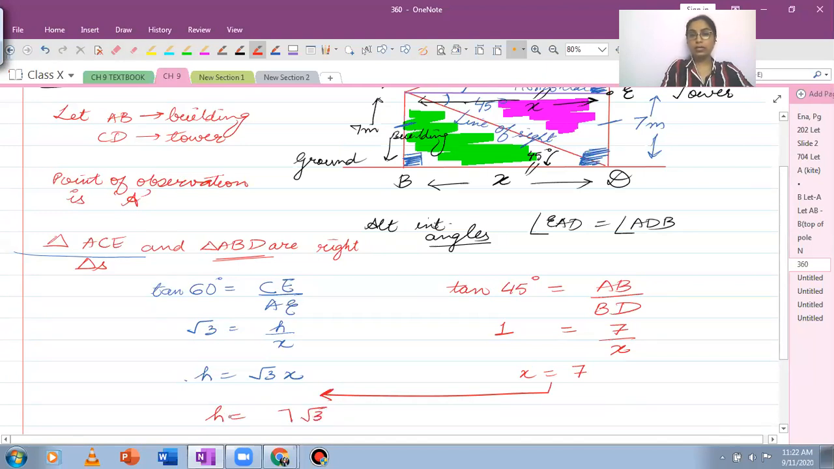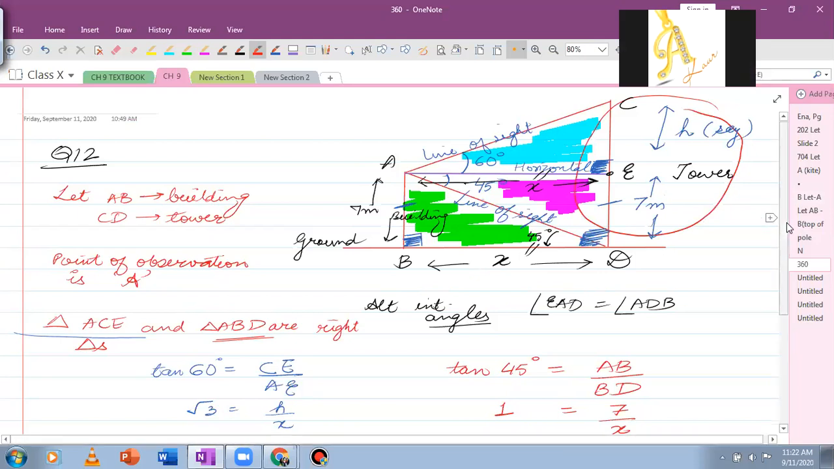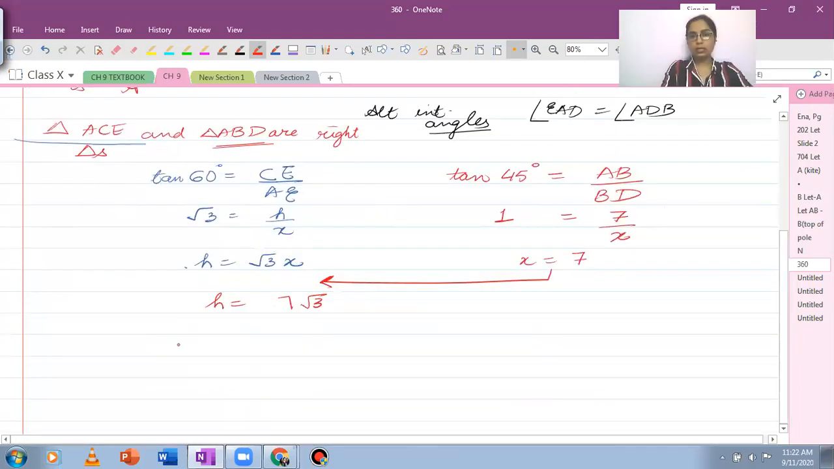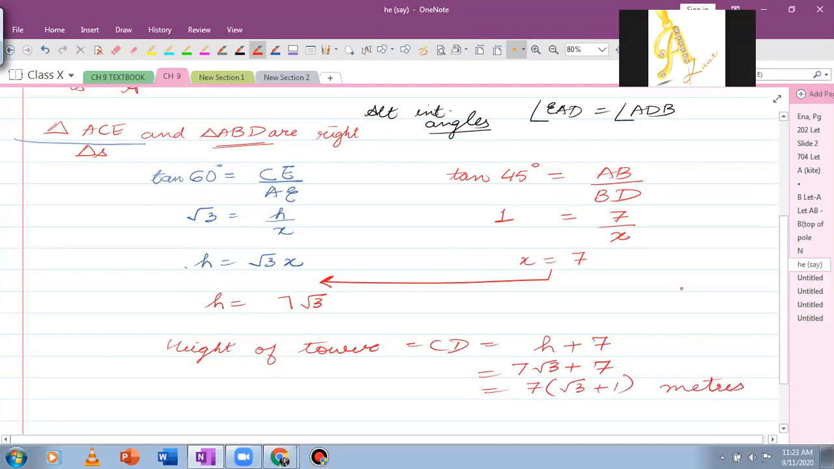Now H actually is not the height. The height of the tower is H plus 7. So this actually forms the height of the tower. Don't leave your answer at this step. Don't leave your answer at H. You have to find out the height of the tower. Height of the tower will be equal to CD, which is given by H plus 7. So this will be 7 times root 3 plus 7, which in simplified form can be expressed as 7 times root 3 plus 1.